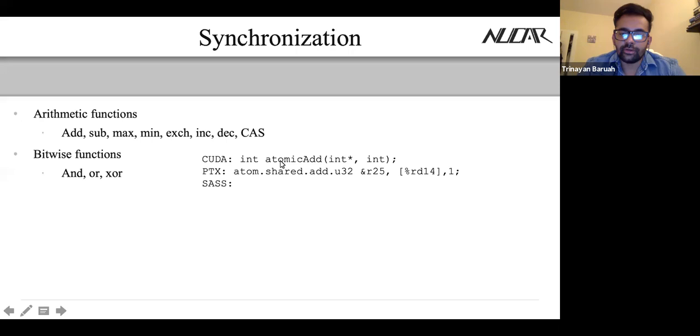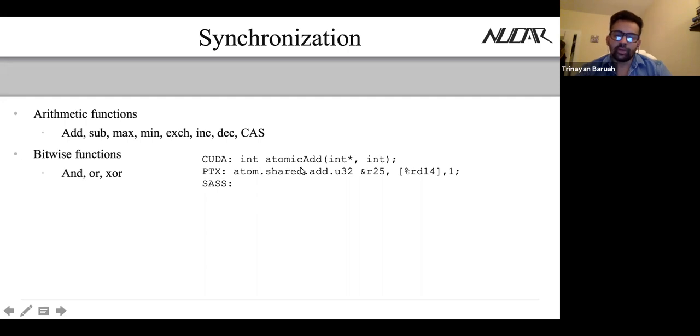So for example, here we have atomic add int. This is the variable that we want to update atomically. And then we have a counter variable, which can be 1 or 2 or anything. This would ensure that this variable is always updated atomically, and there's no situation where a race condition happens. Are atomic functions, like the basic concepts, clear to everyone? Okay.